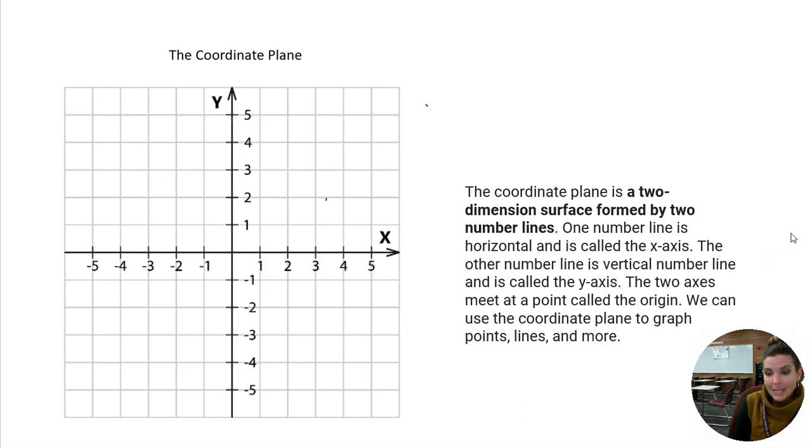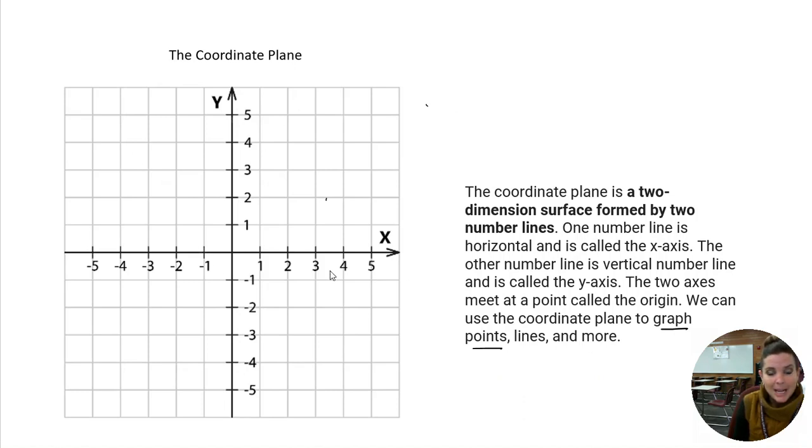One number line is horizontal, and it is called the x-axis. The other number line is vertical, and it is called the y-axis. These two axes meet at a point called the origin. The reason that we use the coordinate plane in math is we can use it to locate points, graph points, graph lines and more. There's lots of application for the coordinate plane.